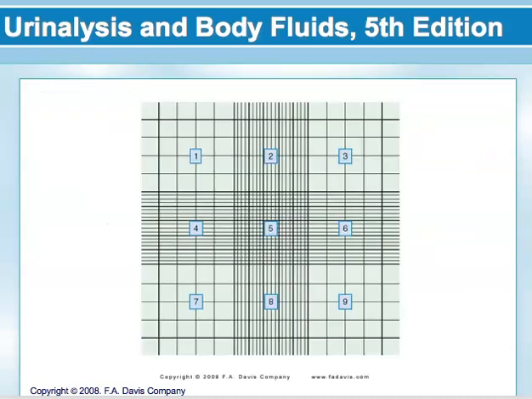Let me flip over to this real quick. This is what you're looking at when you're looking into the microscope, into the Neubauer counting chamber. The big ones are considered the white cell counting chamber. We've counted the 4 corner squares, so 1, 3, 7, and 9, and the center, 5. Those are the squares that have been counted.